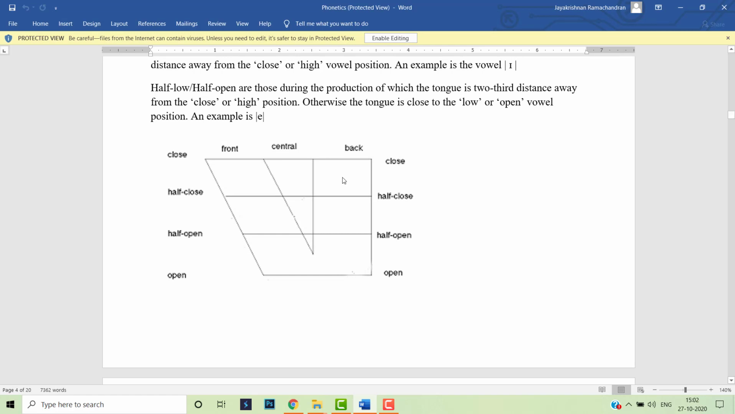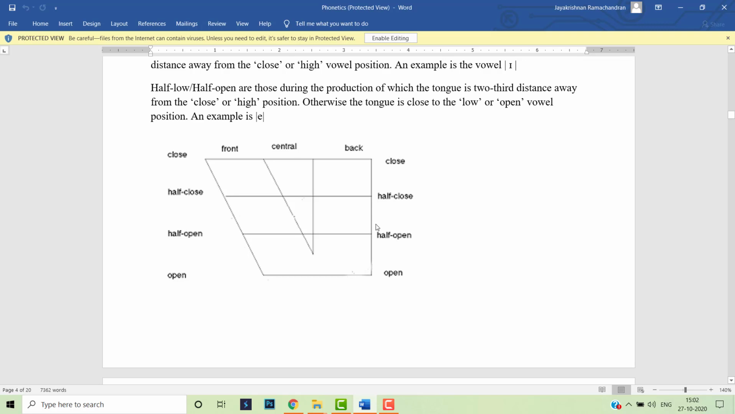Okay, പക്ഷേ ഇവിടെ it is a back vowel because it is a back portion of your tongue that is rising and it is rising against the soft palate. So അങ്ങനെയുള്ള vowelsനെയാണ് നമ്മൾ back vowel എന്ന് പറയുന്നത്, as well as it is a close vowel.